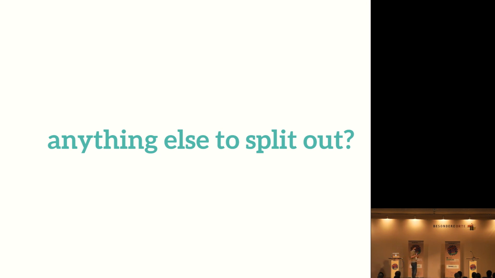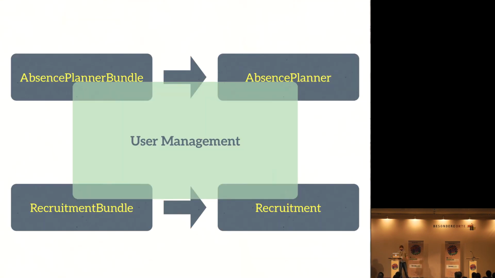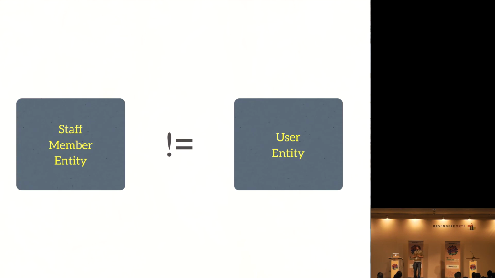Okay, so is there anything else it makes sense to split out? I start by saying, don't if you don't need to, but with something like this, you might find we need to split out user management, because if people want the same login for both, and they are the same user underneath, we might have different entities for staff member in the context of absence planning and staff member in the context of recruitment, but they may well be the same underlying user entity. Quite often we end up making our staff members also the user entity that the security component needs, but the security component is very much an application concern, and staff member very much a domain concern. So yeah, we might want to split that up.